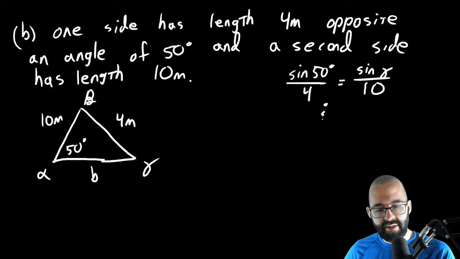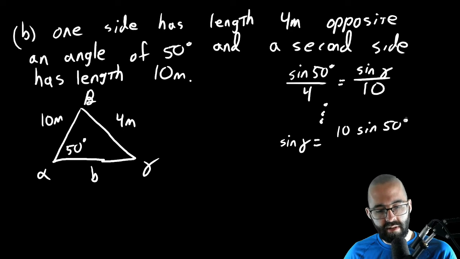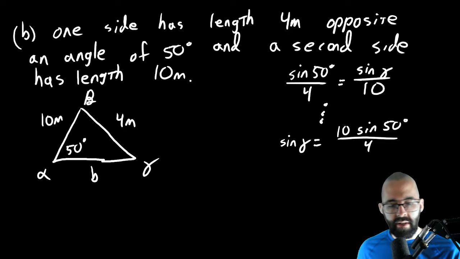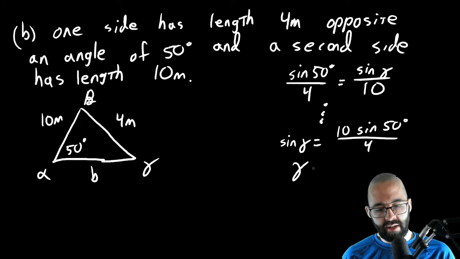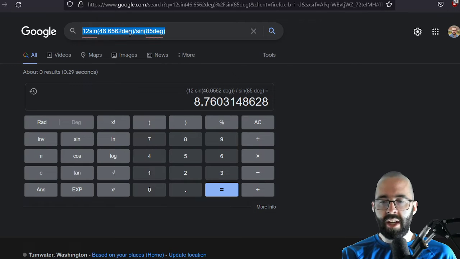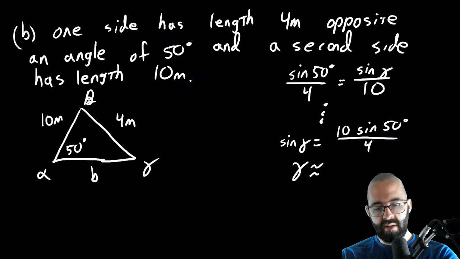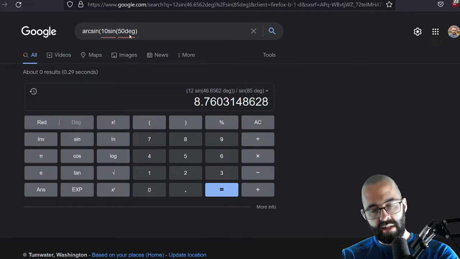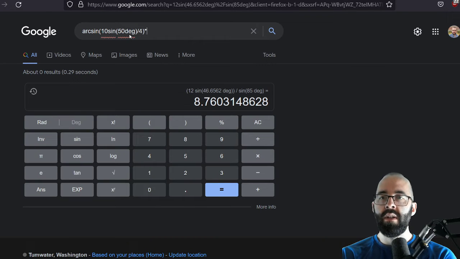And again, follow the steps. You're going to get that sine of gamma is equal to 10 times the sine of 50 degrees divided by 4. All right, so gamma is going to be the arcsine of all of this. And then we'll check whether there's a gamma prime. Arcsine of 10 times the sine of 50 degrees divided by 4. Convert that into degrees, so times 180 divided by pi.